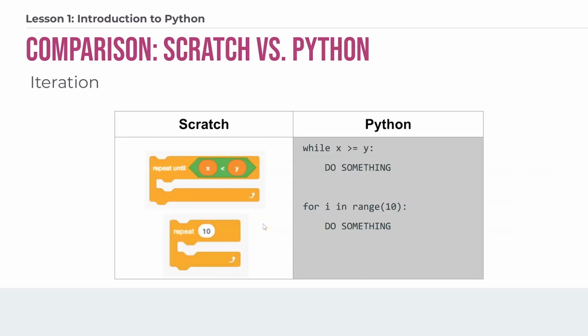We can also do iteration in Python, right? Repetition, being able to repeat lines of code. So in Scratch, you had the repeat until. Repeat until had this condition. It would keep repeating until, right, this was true.